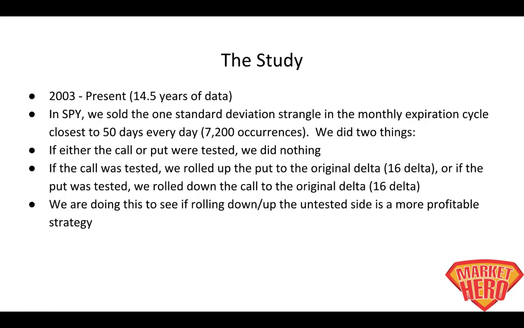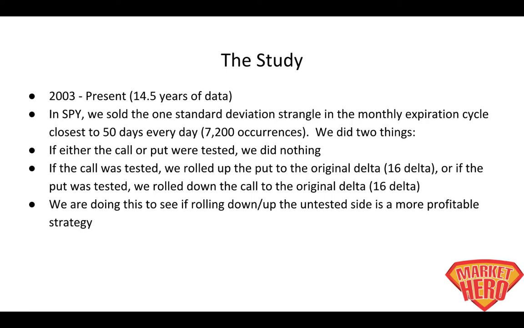So what we did was we went back 2003 to present. Depending on when you're watching this, it's about 14 and a half years of data. Every single day we sold the one standard deviation strangle, which again is just a bet that the expected move is going to be greater than the actual move, in the closest monthly expiration cycle in SPY to 50 days from when we're actually doing this. So this is 7,200 occurrences.